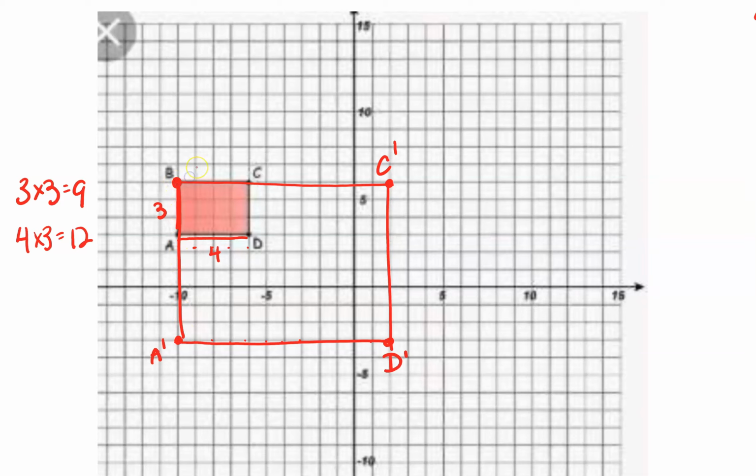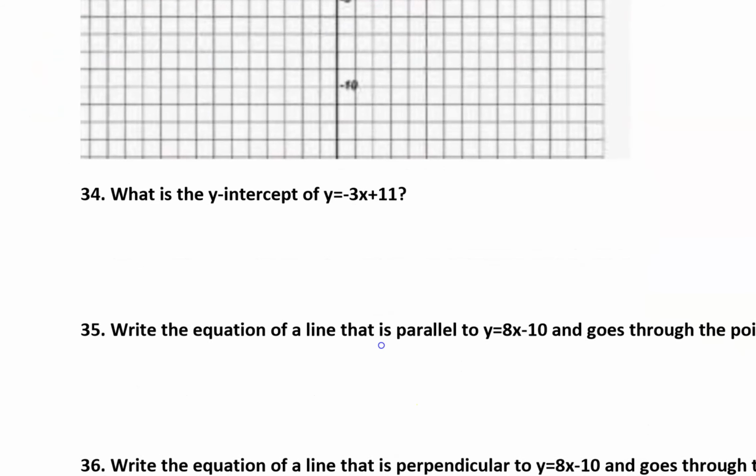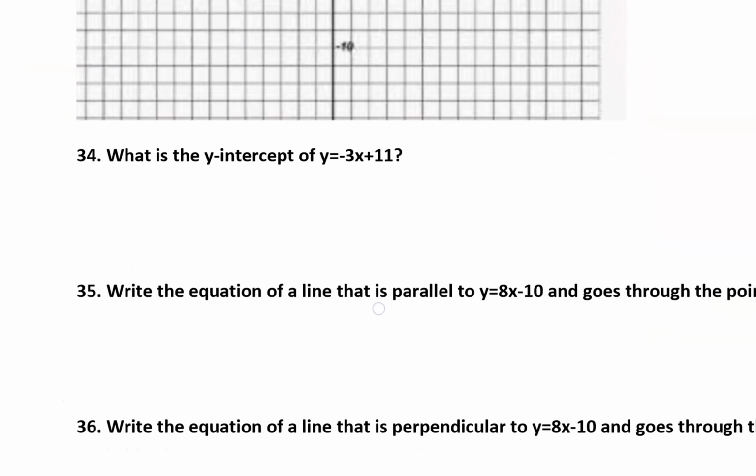So it's 3 times further from point B as it was. Oh, this looks like some algebra. Y-intercept of y equals here. So y-intercept is always this number.